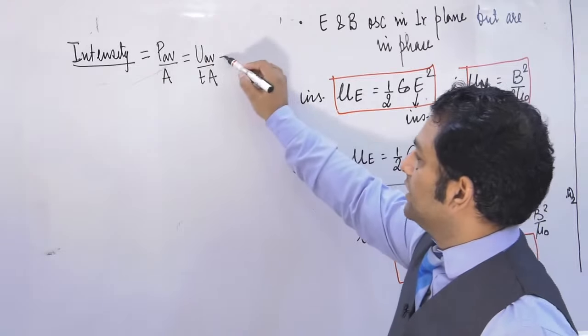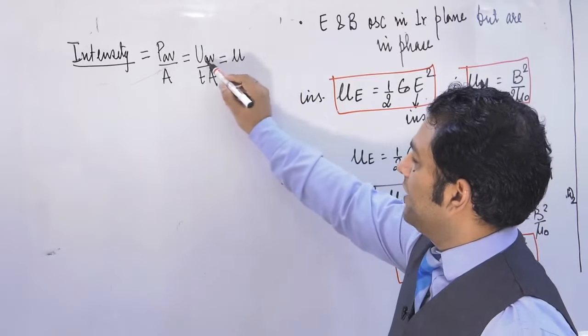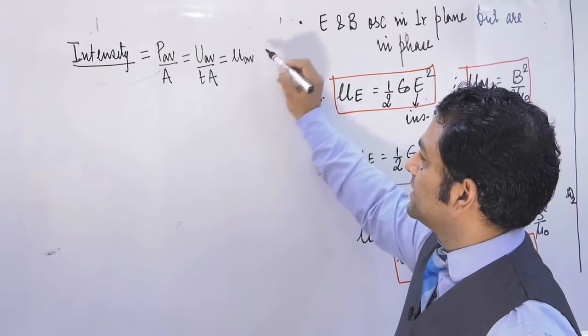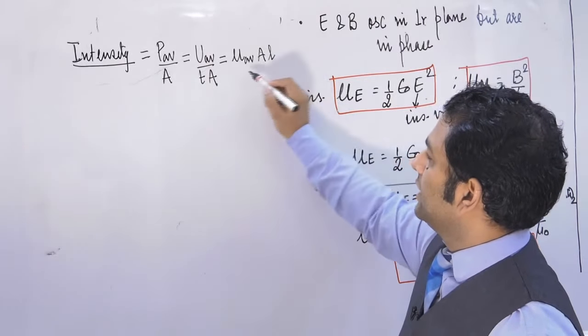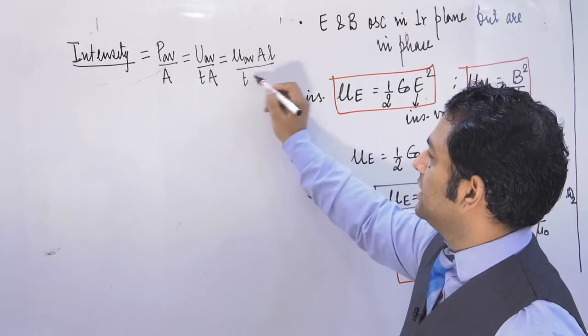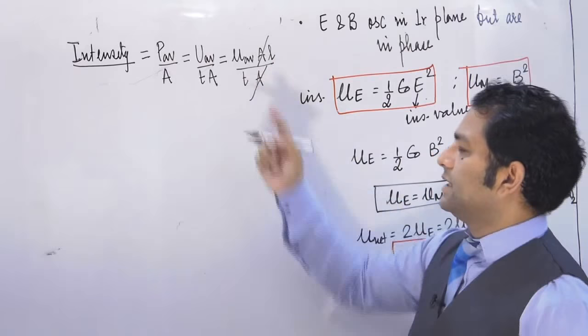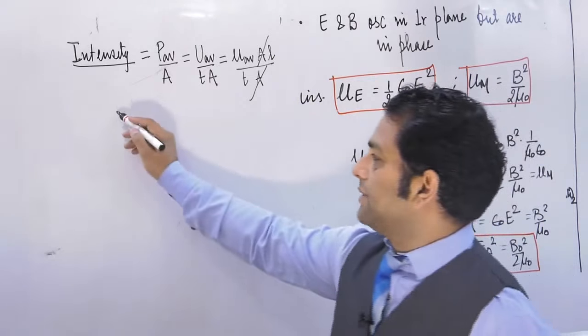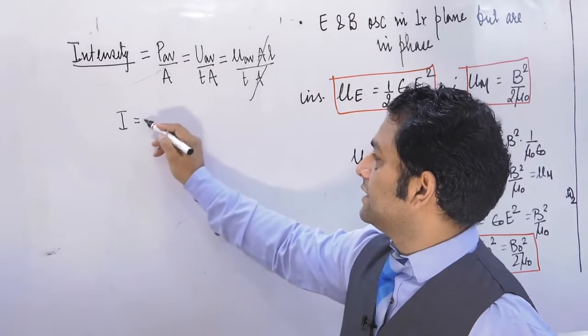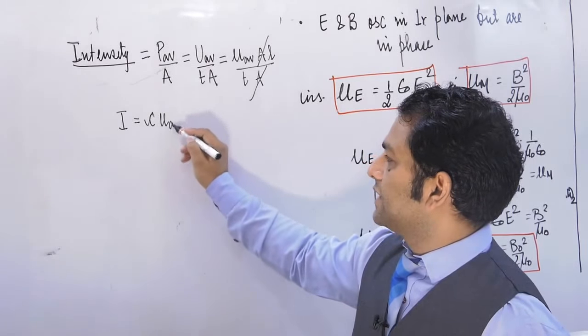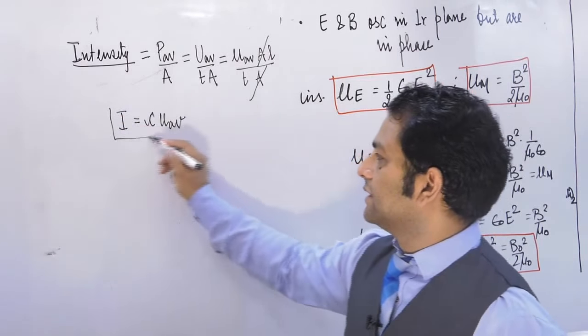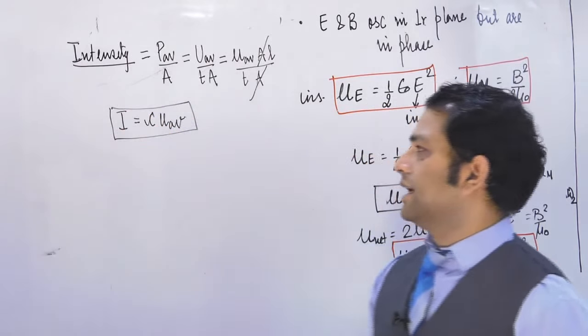And average power is the average energy density into volume, and the volume comes out to be L into A, so A and A get cancelled. L by T is the velocity. So you come up with the expression: intensity is C times the average energy density. So this is another fact.